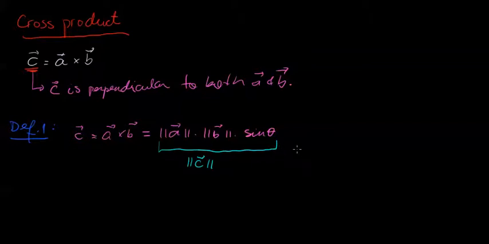There's something missing here, which is the direction of vector C, and will be given by this guy here, N with a hat. And this guy is a unit vector. It's a normal vector to A and B. Unit vector perpendicular to A and B.